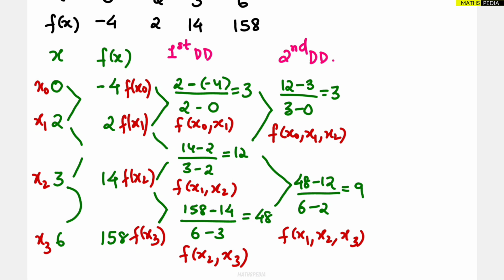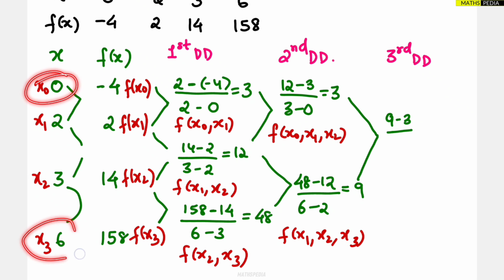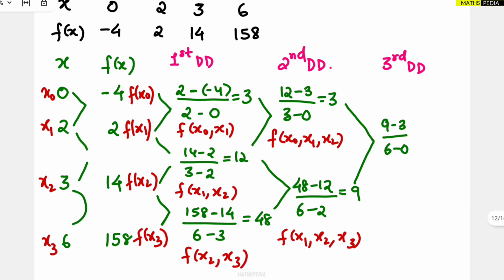Okay. Now the third divided difference. The third divided difference will be the subtraction of this and this. It will be 9 minus 3 divided by, now which value are we going to take? We are going to take the first value and the last value. Remember, first value and the last value. It will be 6 minus 0. The answer is 1. Now this will be termed as f of x0, x1, x2 and x3 all together.